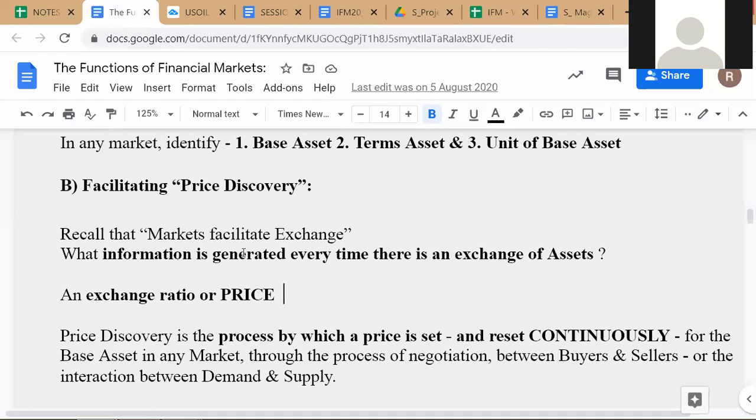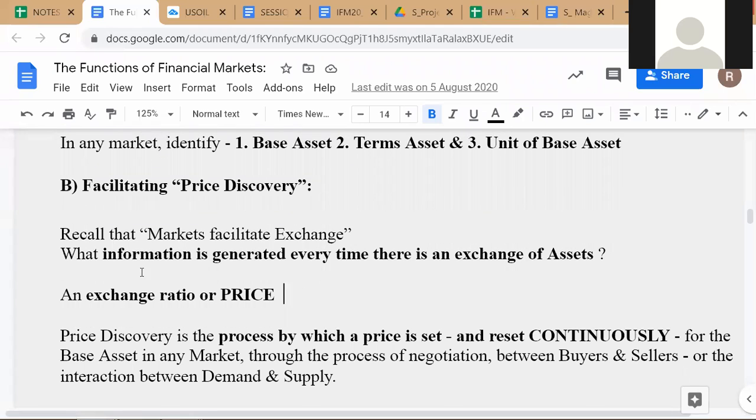So markets are a venue for facilitating the exchange of two assets against each other. Every time the assets are exchanged, there has to be an exchange ratio, and that exchange ratio is nothing but the price, which connects back to the idea that one of the assets in most markets is a currency of some sort, either yen or Swiss franc or Indian rupees. The currency is the one in which the price is expressed. So you have this price.